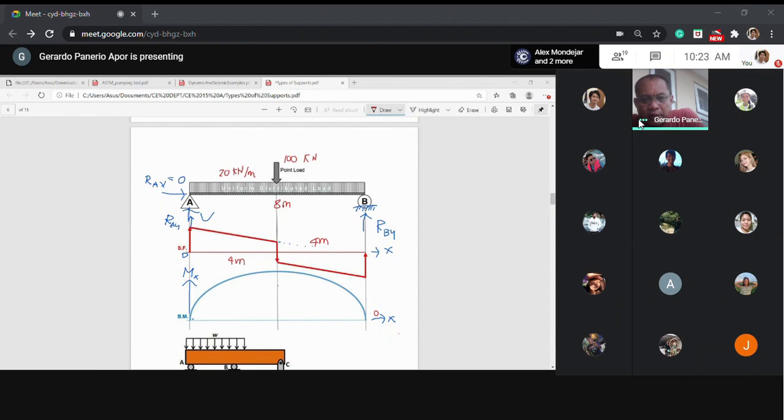according to your classmate, the total load going down is 260, and that 260 is the sum of the uniformly distributed load acting the whole length plus the concentrated load. They are all going downward. What is the reaction to that? What is the reaction? 260, sir. And what is the direction of 260? Upward, sir. Upward.